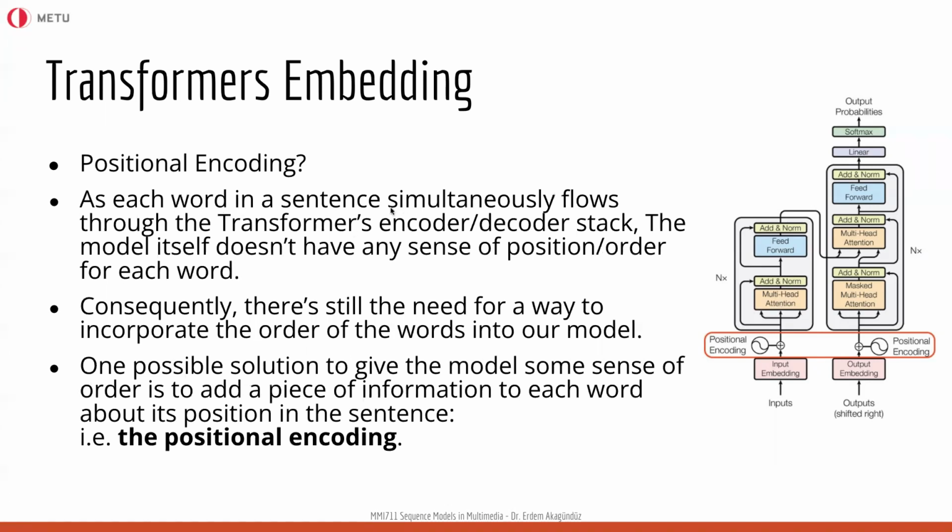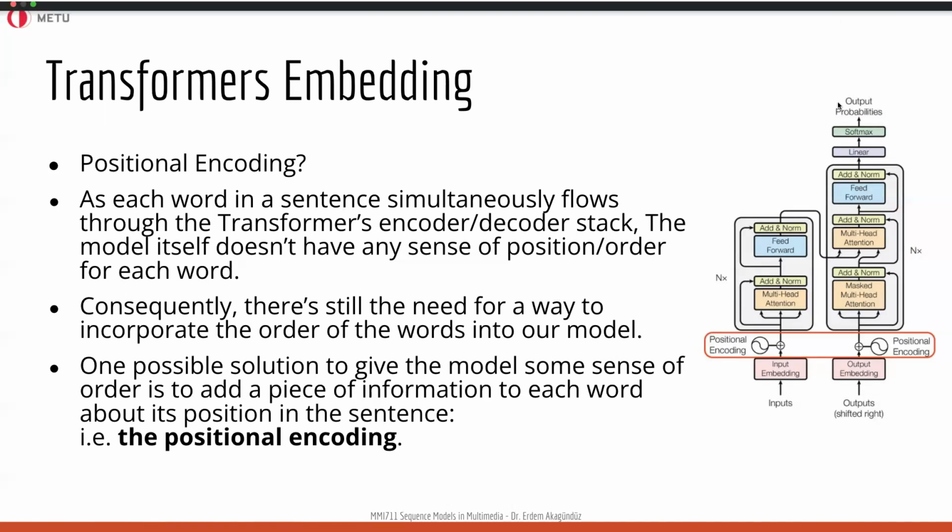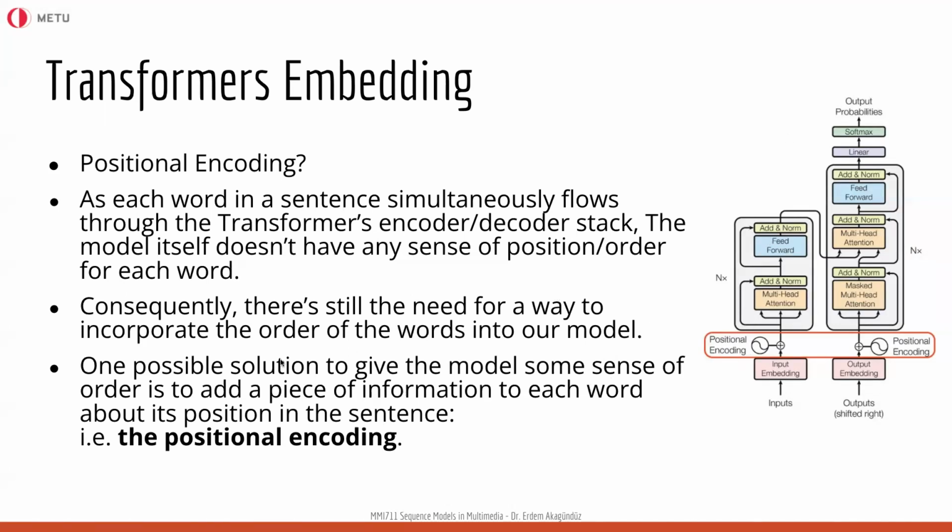As each word in a sentence simultaneously flows through the transformer's encoder-decoder stack, the model itself doesn't have any sense of position order for each word. Consequently, there is still the need of a way to incorporate the order of the words in our model. Yes, we are speaking a language. Sometimes you can change the order of the words, just like Yoda does in Star Wars, but in the end, there's a limit to it. So the order of the words is important for a language. The architecture cannot handle it. So how do you do it? And the answer is positional encoding.